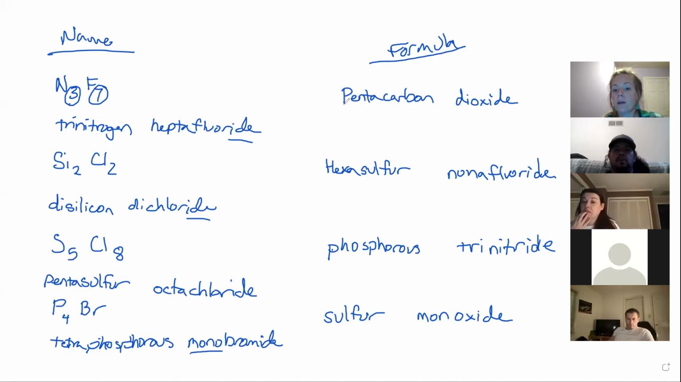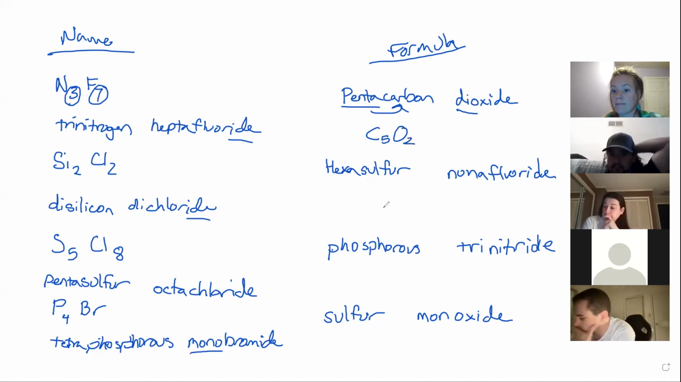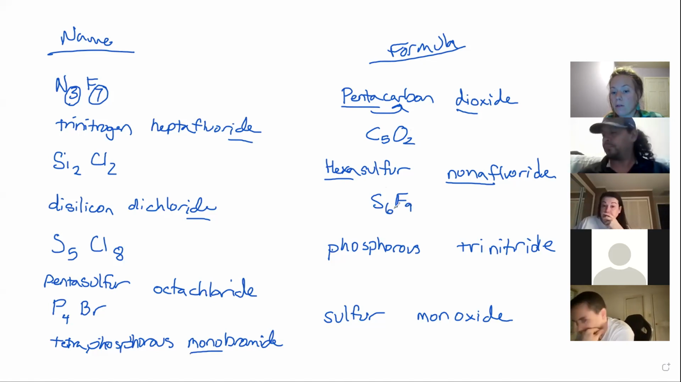For writing the formula, we look at these prefixes and that becomes the subscript for whatever element they're talking about. So pentacarbon is 5 carbons. Dioxide is 2 oxygens. And you're done. Hexa, 6 sulfurs. Nona, 9 fluorines. You can see that these could technically be reduced down if we were to divide each thing by 3, but we don't reduce with molecular. So write a note somewhere that says no reduction with molecular. You do reduce if it's ionic, but not if it's molecular.